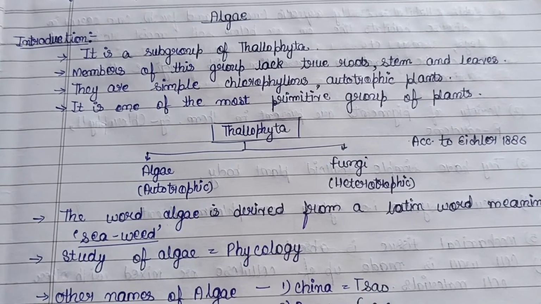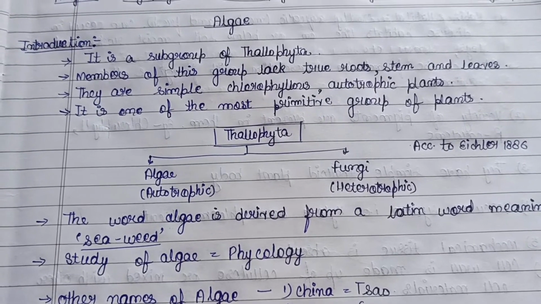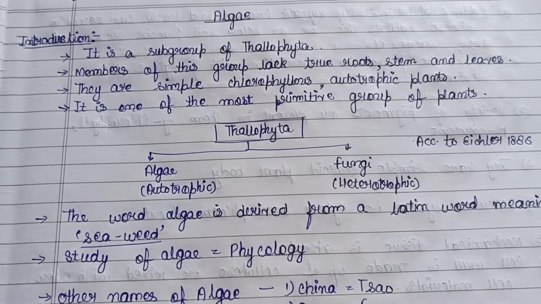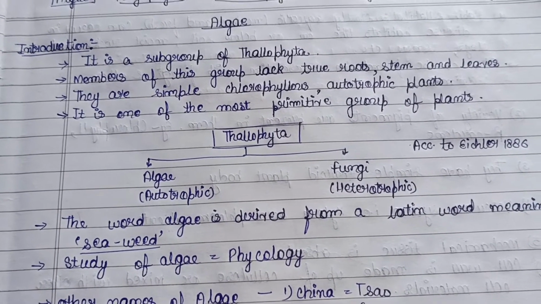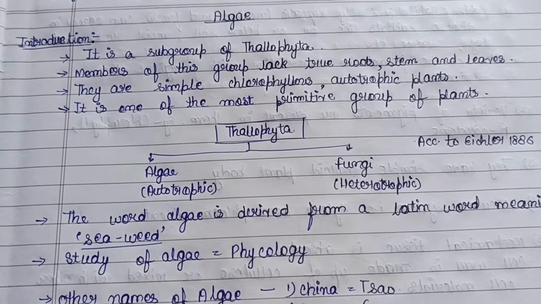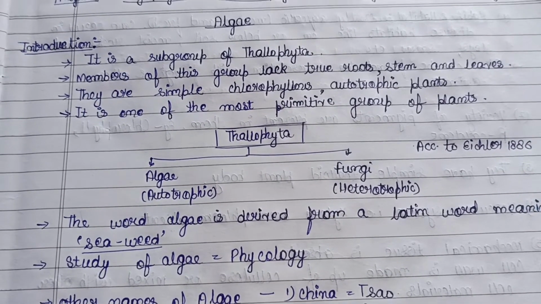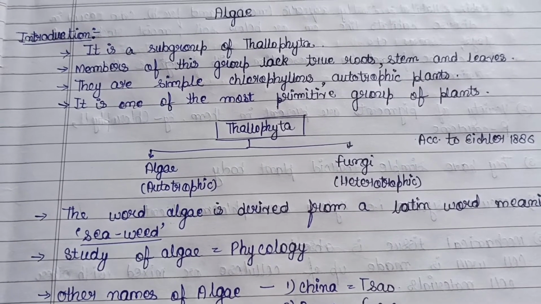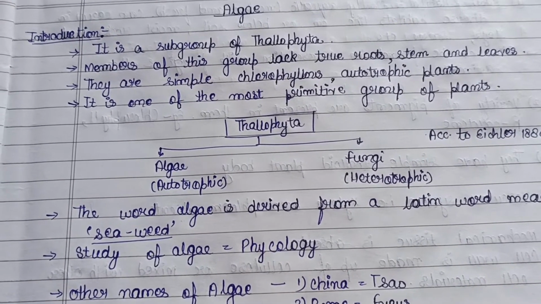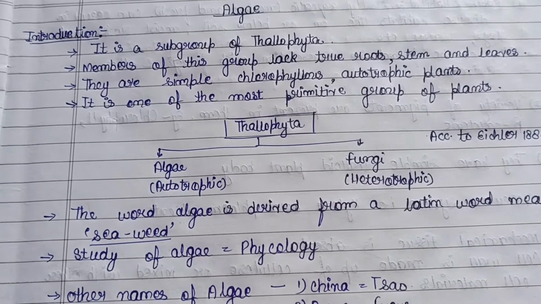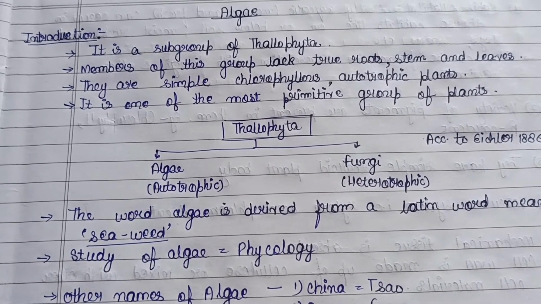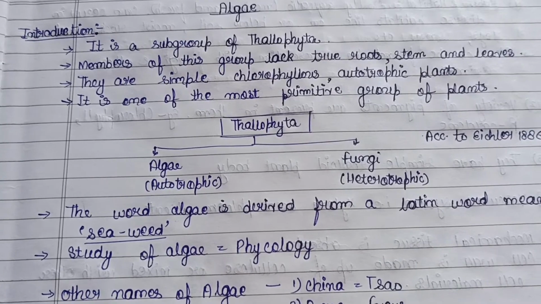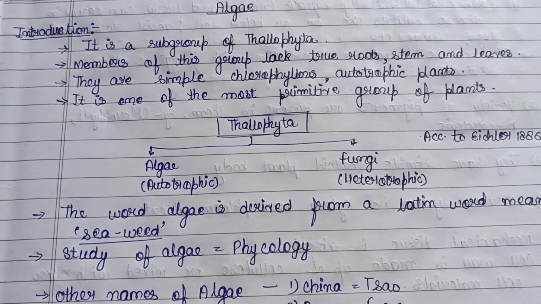So today we are going to start a new series on algae, bryophyta and lichens. But first of all, we are going to study algae. So, introduction: it is a subgroup of Thallophyta. Members of this group lack true roots, stems and leaves. So basically they do not possess these structures.